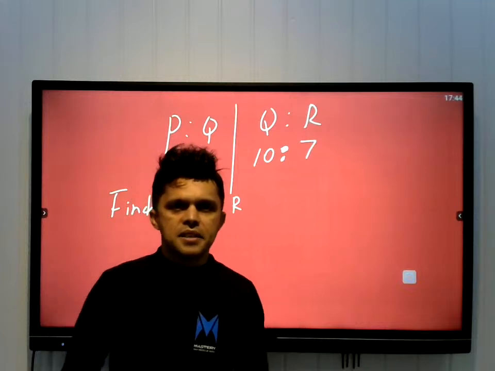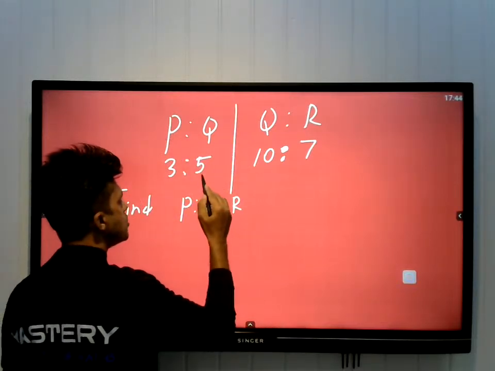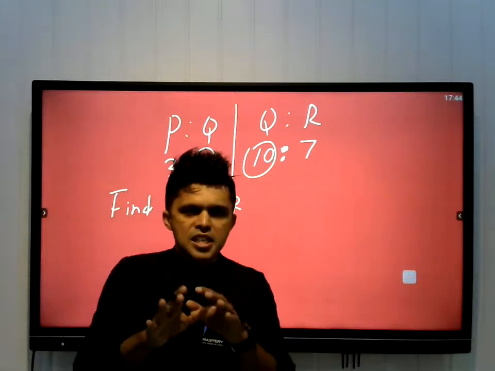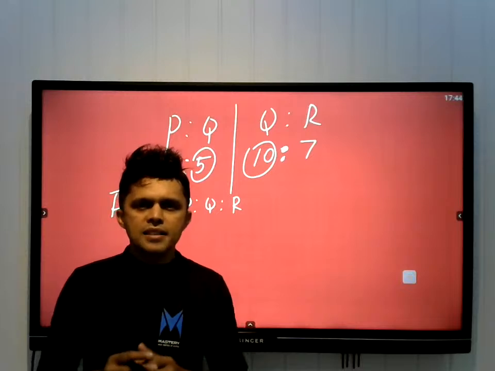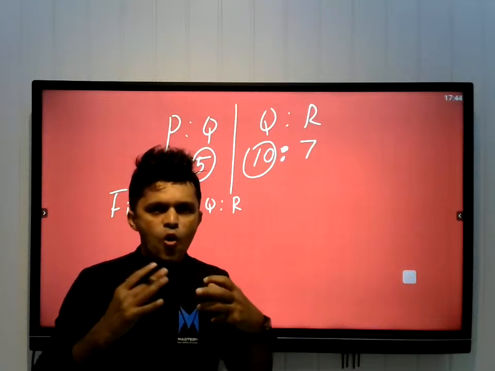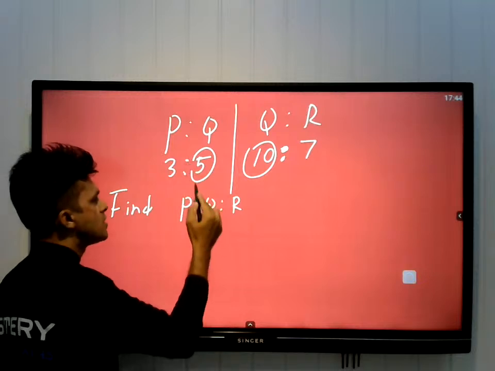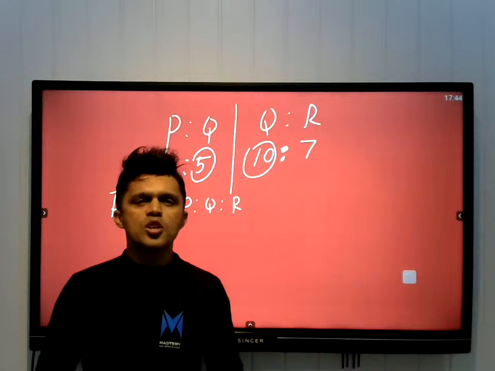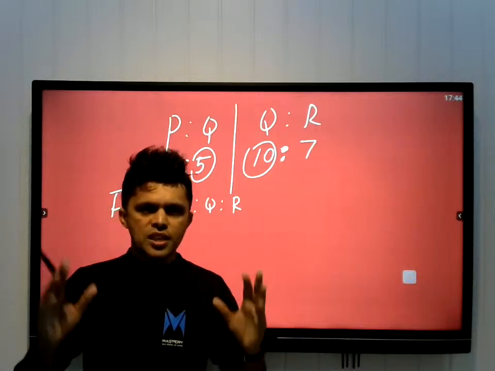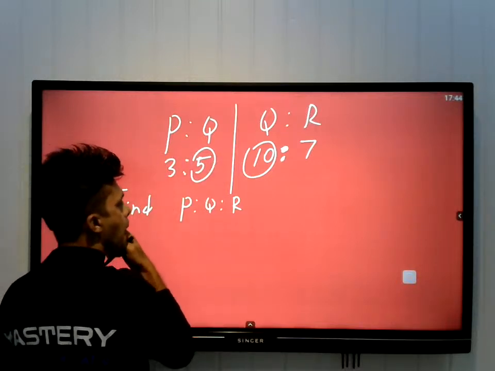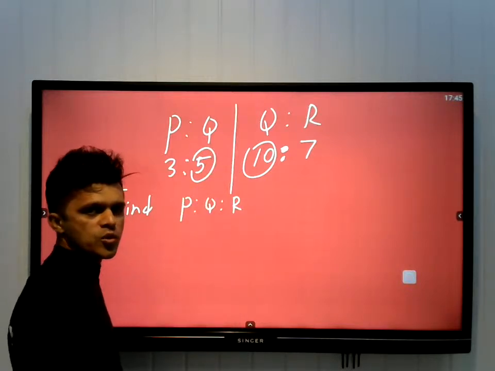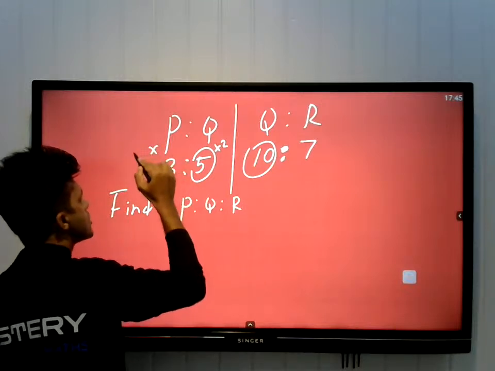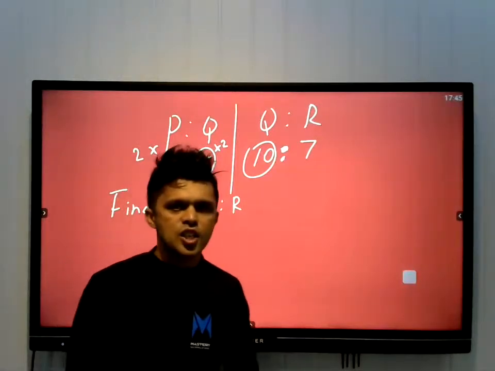You can combine this in this way. Here 5, here 10. This is the term that you need to take to combine these ratios. You need to convert this 5 into 10. How can you convert 5 into 10? It can be done by multiplying. 5 times 2 is 10. So this side also needs to be multiplied by 2.